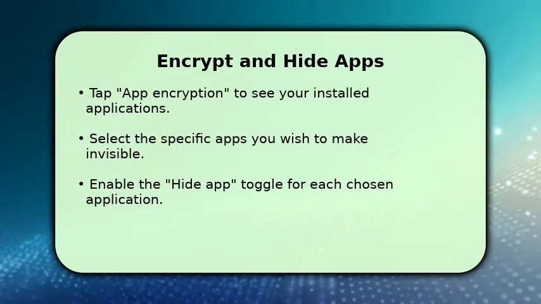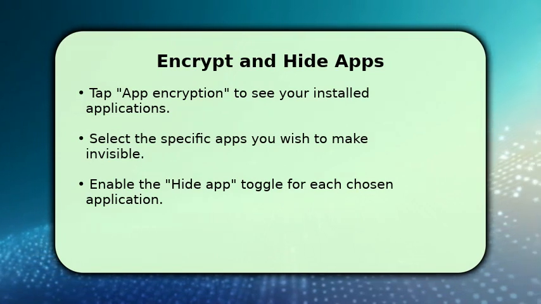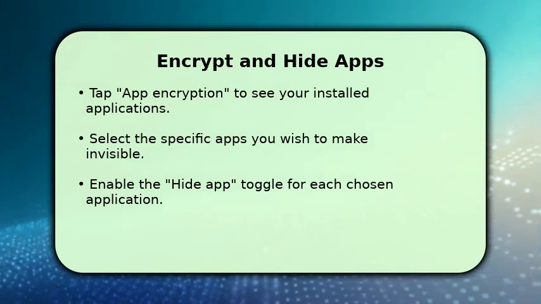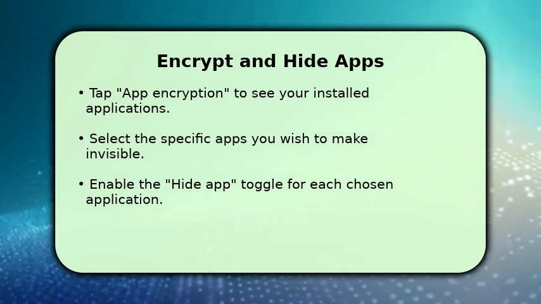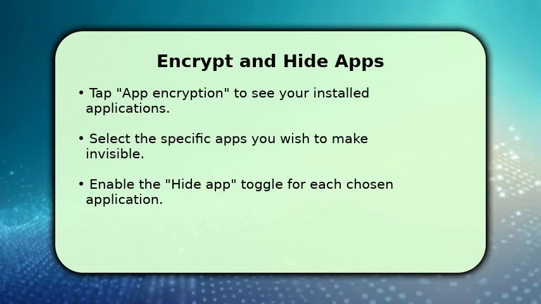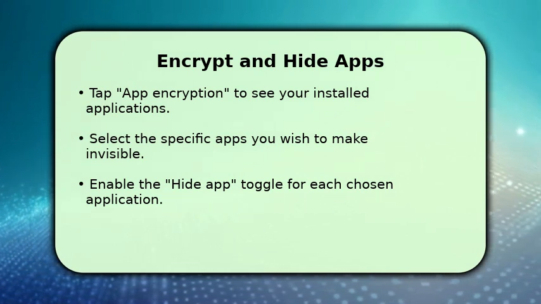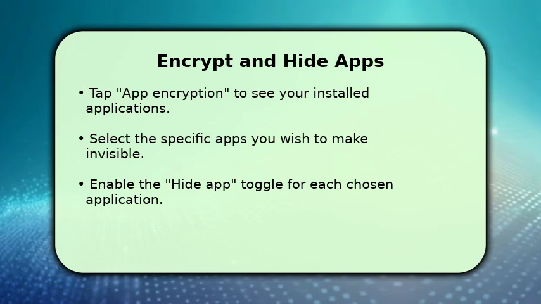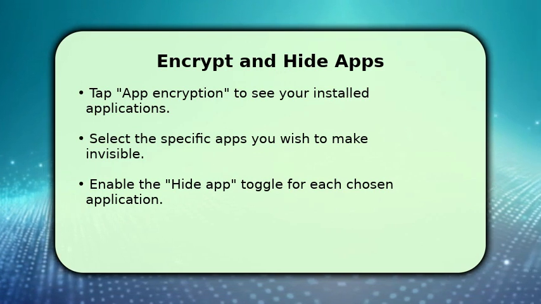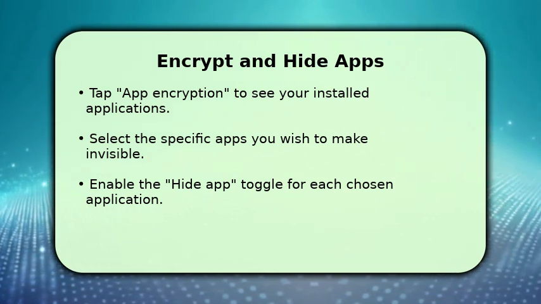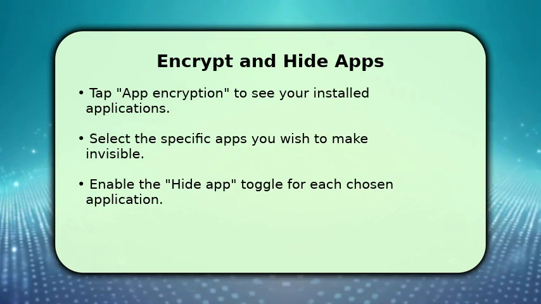With your privacy password set, tap on App Encryption. Here, you will see a list of all your installed applications. Go through the list and select the specific apps you want to hide from your home screen and app drawer. For each chosen app, simply toggle on the Hide App option. This action immediately removes the app icon from general view, making it accessible only through a special gesture.